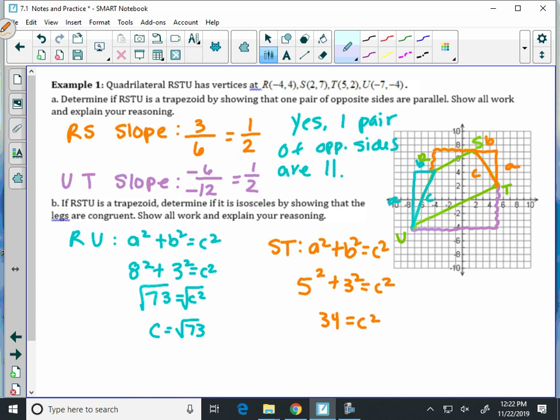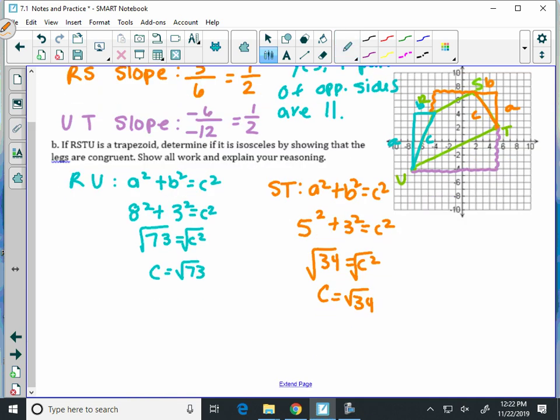And then what do we still have left to do? Square roots. Are these legs congruent? No. Radical 73 is not the same as radical 34. In order for them to be the same, they have to be the same exact radical. They're not. So is this an isosceles trapezoid? So your answer would just be no.